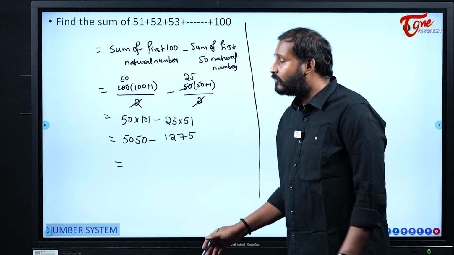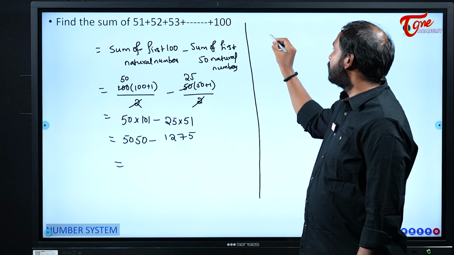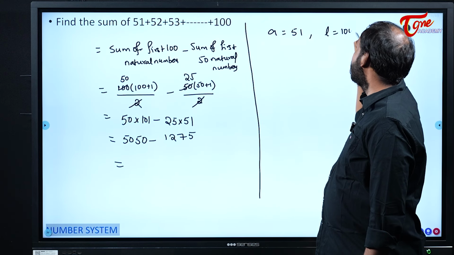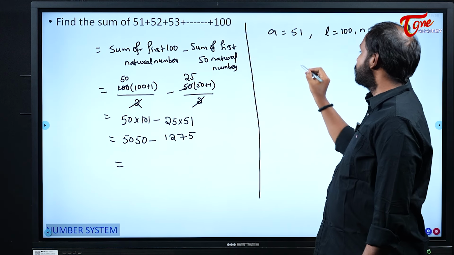Okay, right. If you know the arithmetic progressions, what is the first term for me here? 51. What is the last term for me here? 100. And the number of terms are how many? 50.